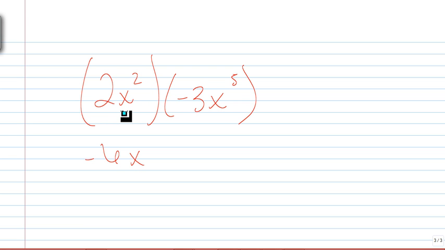Okay, so now back to the problem. I have negative 6x to the, now remember, product rule, you add your exponents. So 2 plus 5 is 7. So this will be negative 6x to the 7th power. All right, we just went over the product rule.